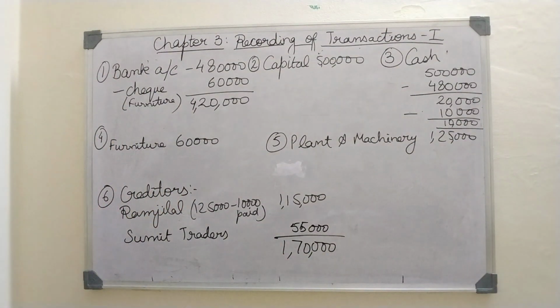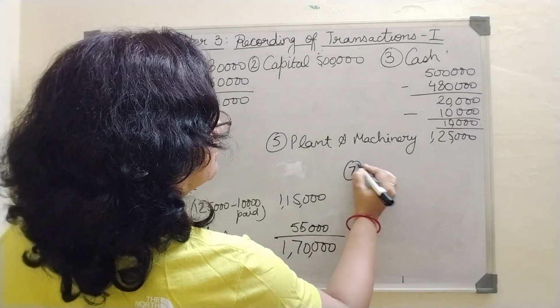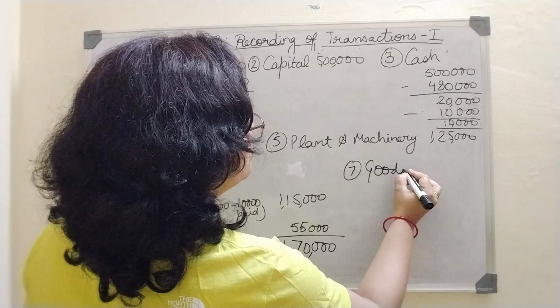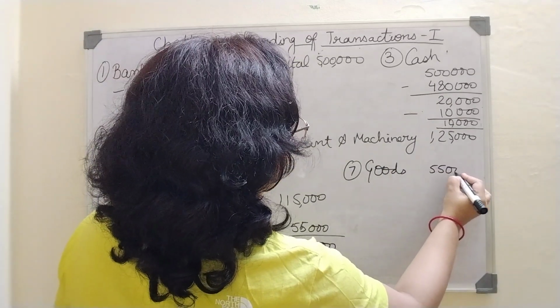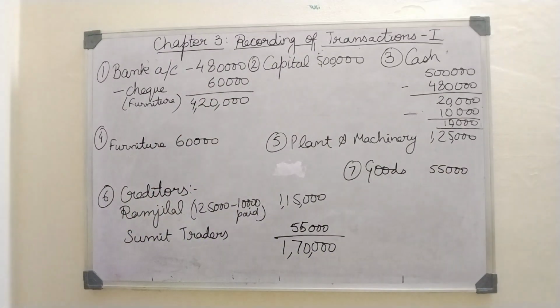And what is being purchased? Goods are purchased from him. So it is for 55,000. Goods should also be written. Goods I have got for 55,000. Now next, goods costing 25,000 sold to Rajni Enterprise for 35,000.